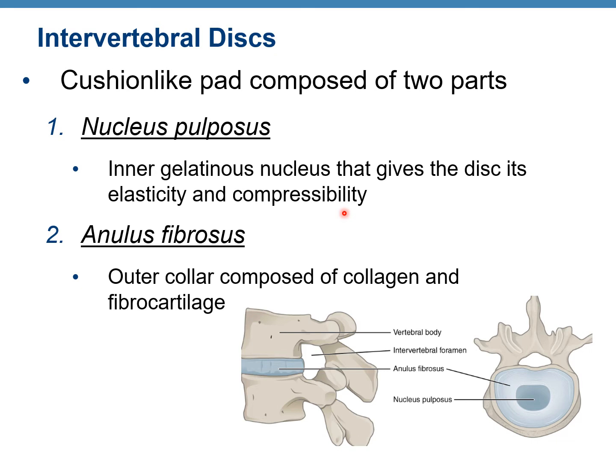And the annulus fibrosus is the outer collar composed of collagen and fibrocartilage. Annulus means circle, like annual, something that happens all year around, right? So annulus means circle, and fibrosus tells us that we have lots of collagen in this structure.